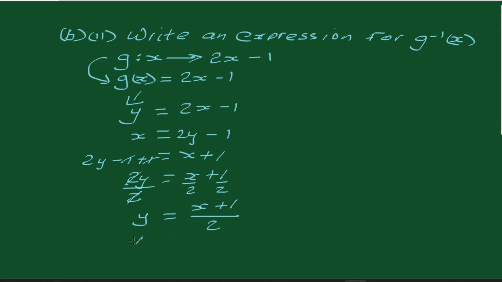So now we're going to indicate that this is an inverse function. So this is our inverse function. We're going to replace y with g inverse x. So g inverse x equals x plus 1 all over 2. And this is our answer.